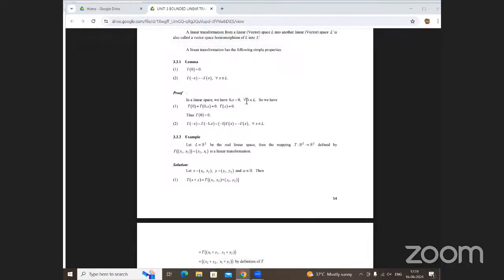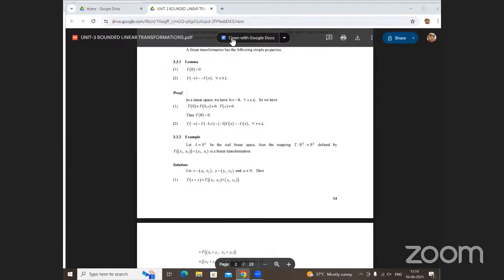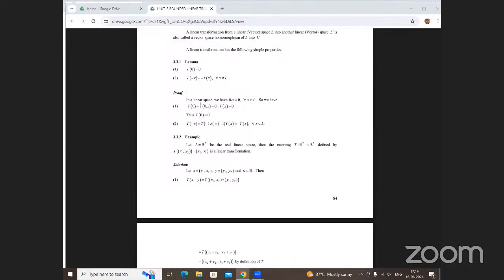Okay. At the same time, you have to see here. Now, first of all, we are taking the linear space. We know this property: 0 into x equals 0 for all x, where x is a linear space element. So we have T of 0 equals T of 0 into x.